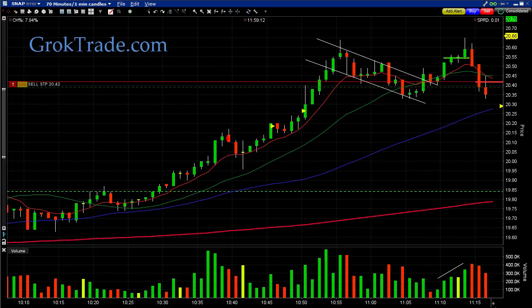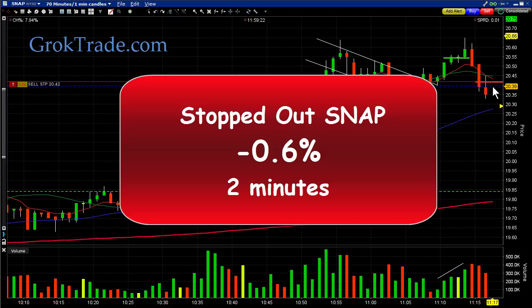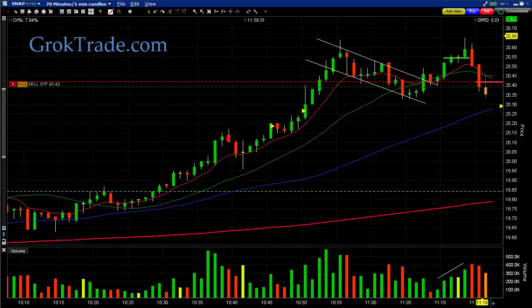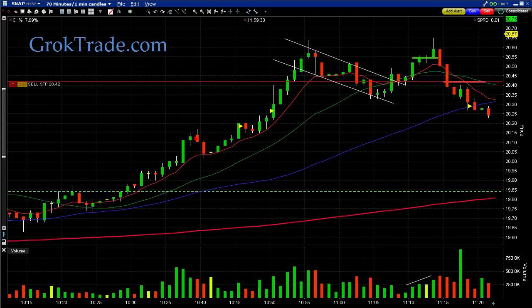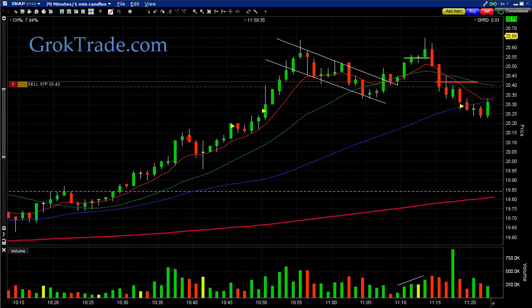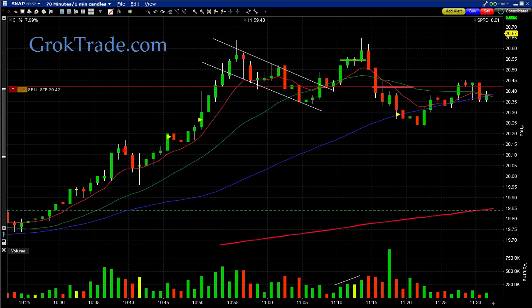The odds were in my favor. It was going to continue up, and it didn't. After this huge run up, it pulled back. Oh well, so it stopped me out at 20.42 for minus 0.6% in just 2 minutes. Well, that happens. And then it continued to fall down here, and then it finally found some support around its 50 moving average and started to come back up.